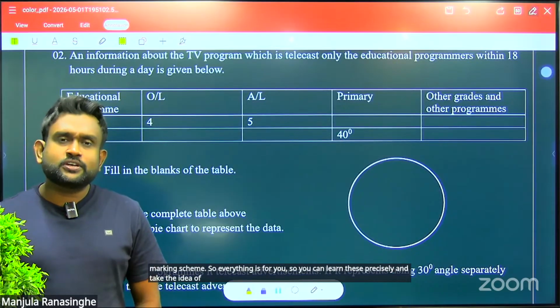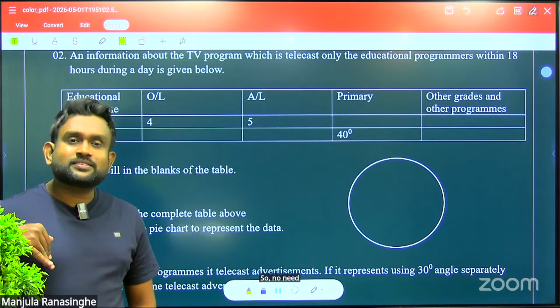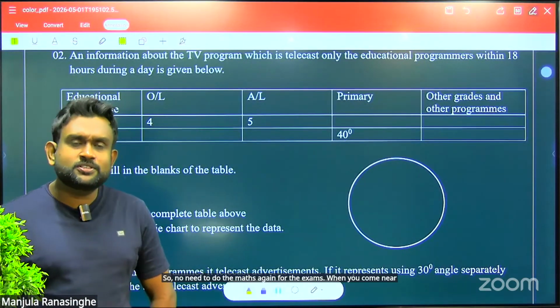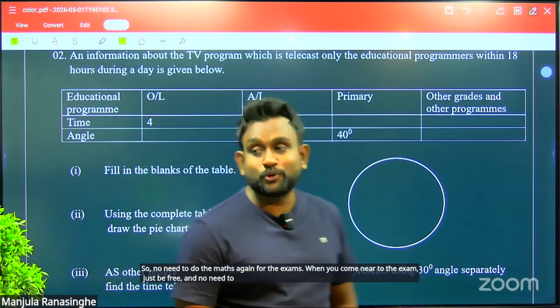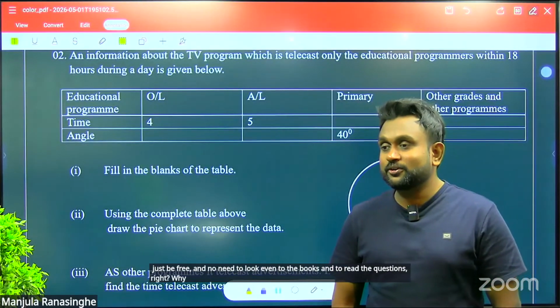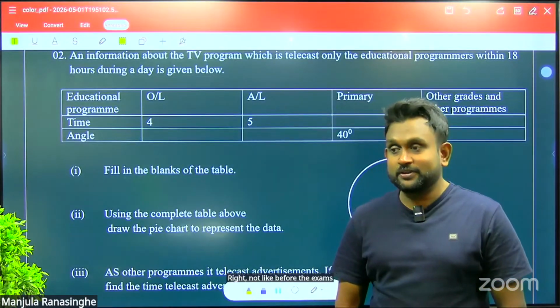So everything is for you, so you can learn these precisely and take the idea of math. If you do the maths regularly, no need to do the maths again for the exams. When you come near the exam, just be free and no need to even look at the books and read the questions, right? Why? Because you know maths. Maths is always with us, right? Not like before the exams you are reading. No, not in that way.